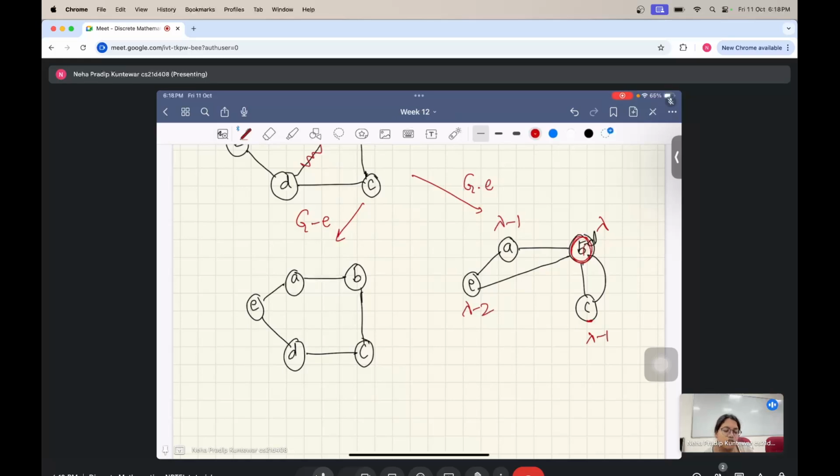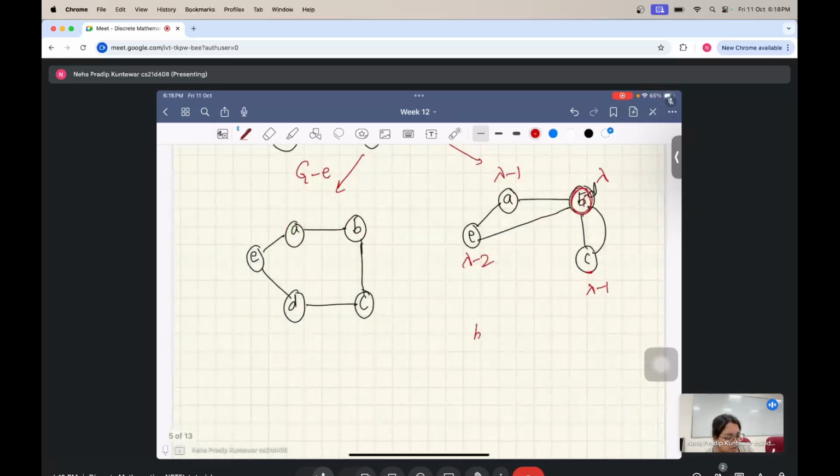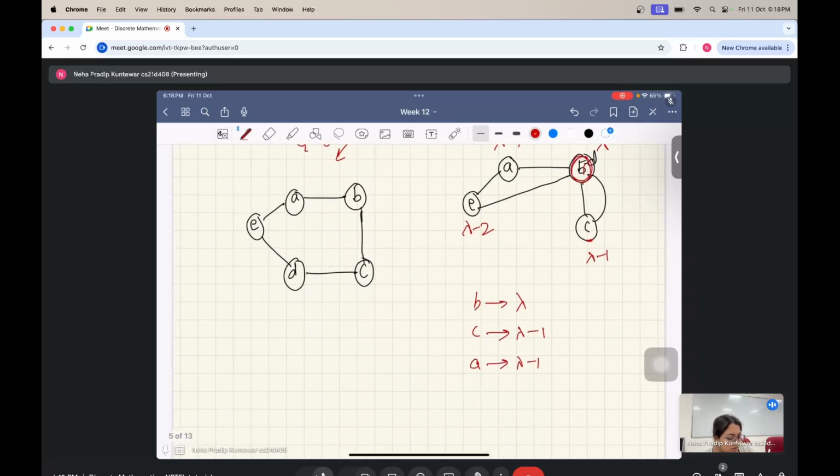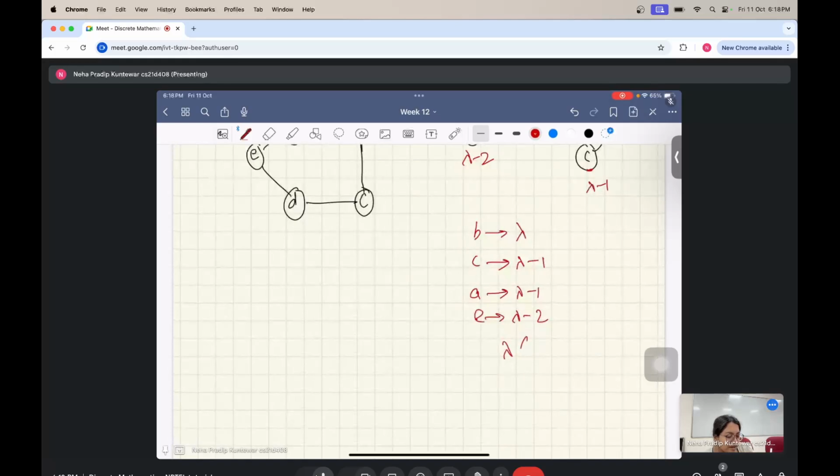Okay, so what is the total number of ways in which you can do it? You can color B with lambda colors, then you can color C with lambda minus 1 colors, and A with lambda minus 1 colors again, and E with lambda minus 2 colors. So the chromatic polynomial for this is (lambda minus 1) squared times (lambda minus 2). And so that's the answer for your chromatic number for G dot E.